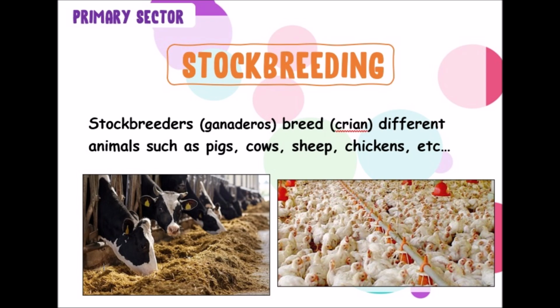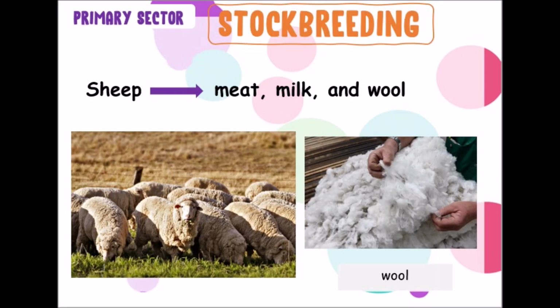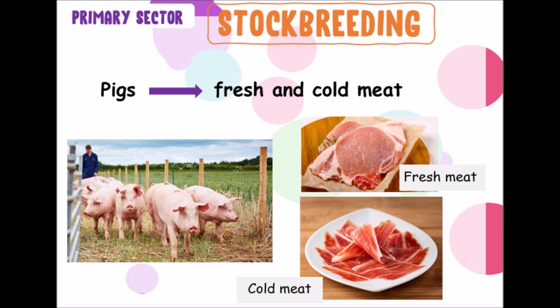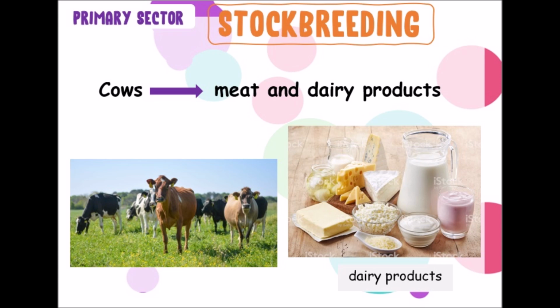Stock breeders breed different animals such as pigs, cows, sheep, and chickens to get different resources. As you can see in the picture, we can get meat, milk, and wool from sheep. In poultry farms, we can get chickens and eggs. We also can get fresh and cold meat from pigs. And cows give us meat and dairy products such as milk or cheese.